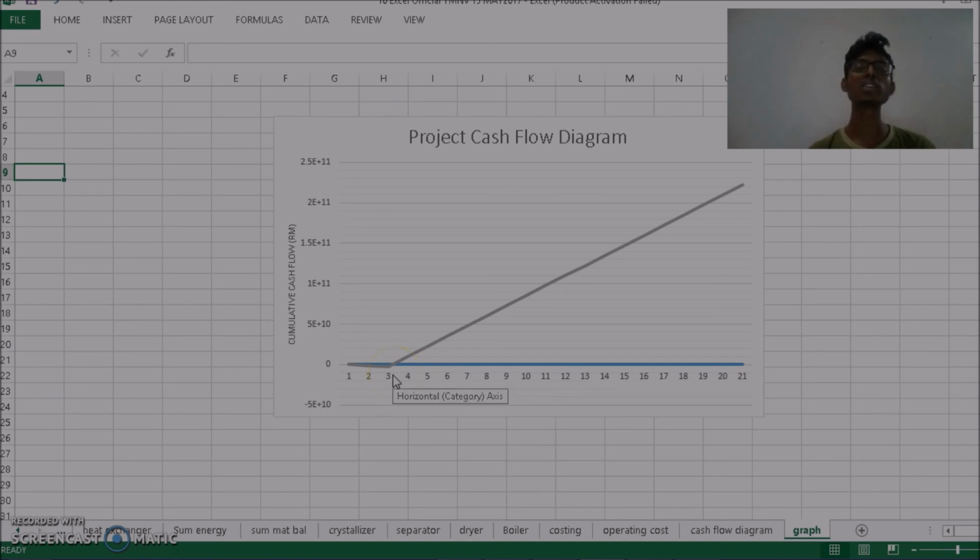And when going on from the third year to beyond that, we will get our profit proportionally or linearly. So that's why the cumulative cash flow is directly proportional to the end of year when we start from the year. So that's all from me.